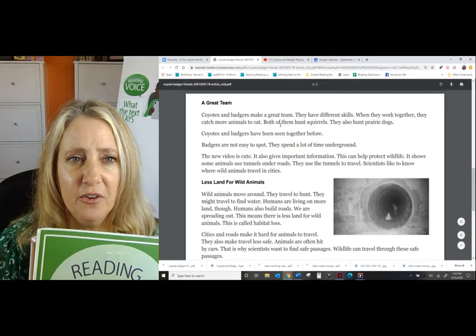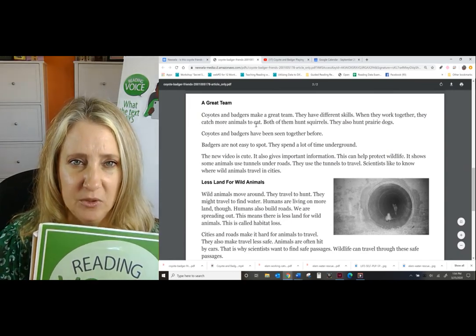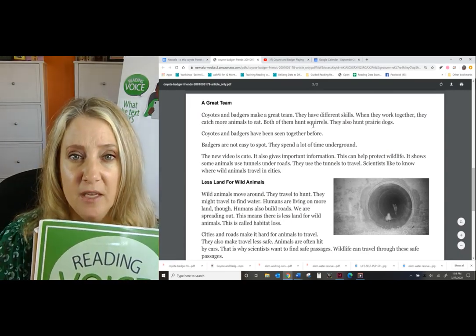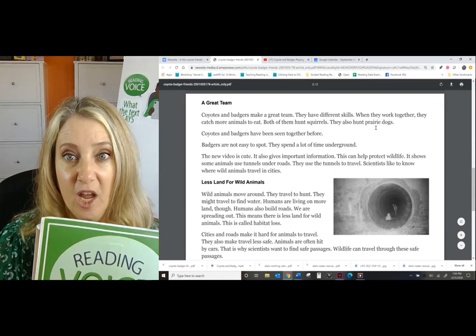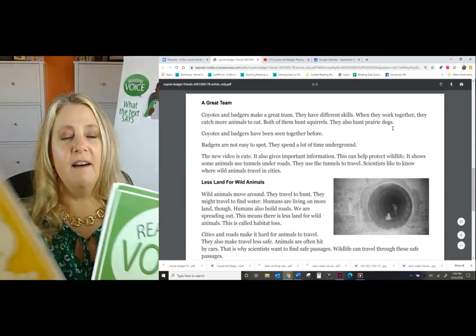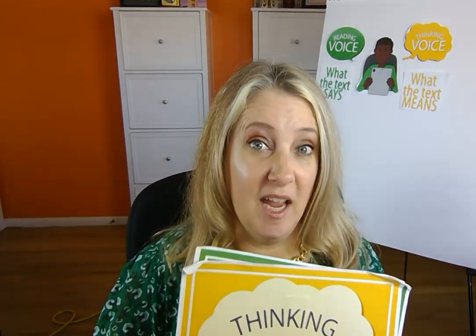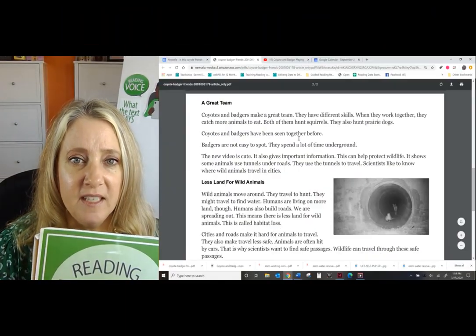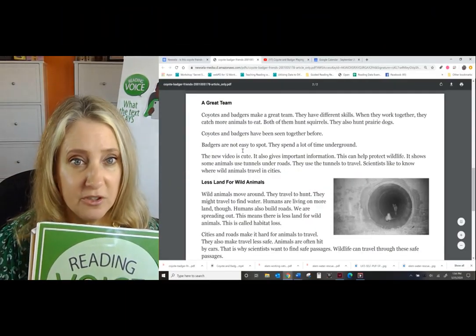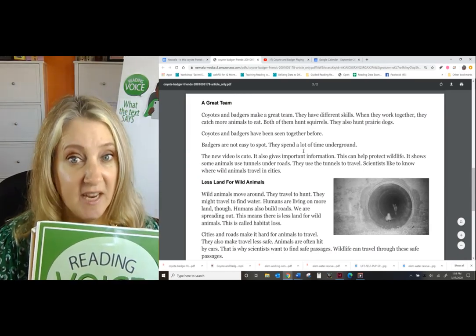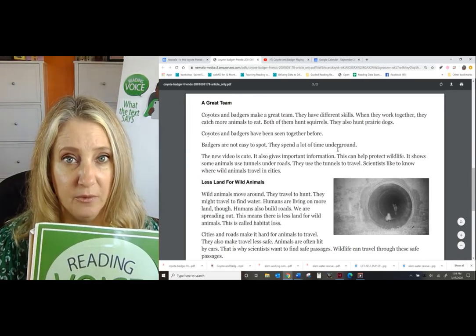When they work together, they catch more animals to eat. Both of them hunt squirrels. They also hunt prairie dogs. Oh, there's the answer to the question I had on the previous page when I was wondering, what are they hunting together? Do they eat the same thing? It looks like sometimes they do. Coyotes and badgers have been seen together before. Badgers are not easy to spot. They spend a lot of time underground.